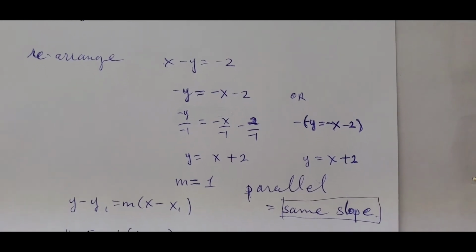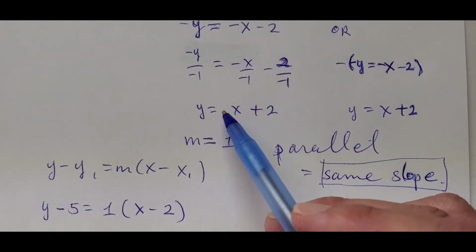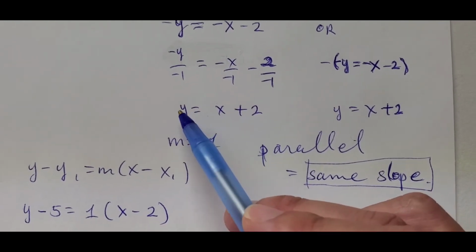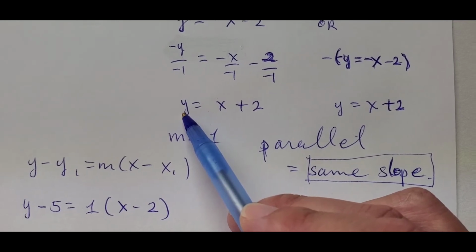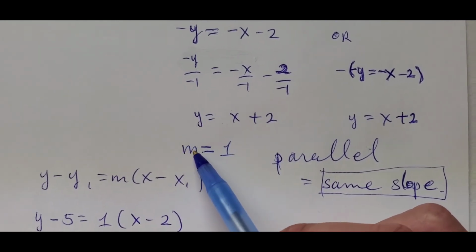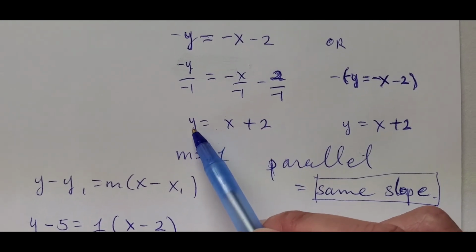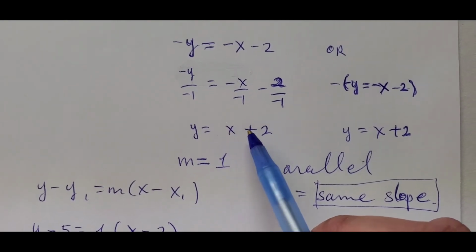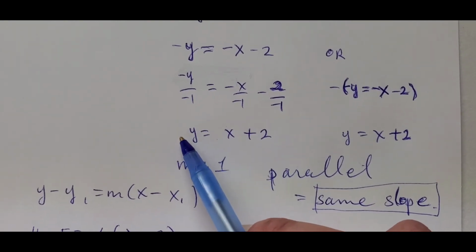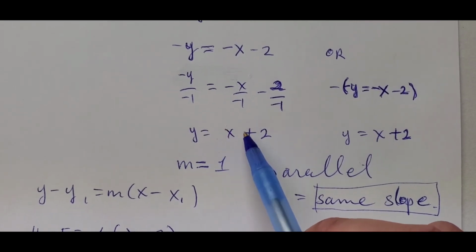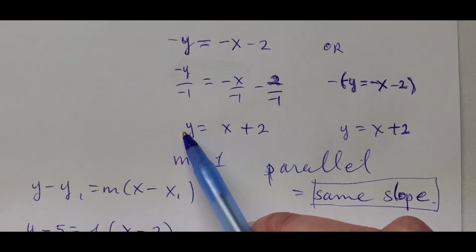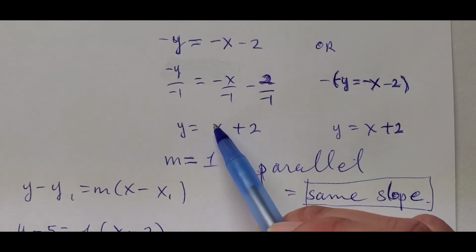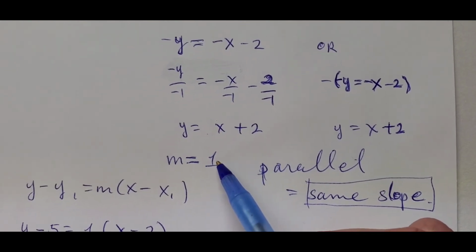Okay, now if you look at here, we need to identify our slope. Our slope is always in front of the x, but be very careful. Y has to be by itself. The only way to know the slope is if y is by itself. So y equals mx plus b. Y has to be positive and by itself. So the slope is always in front. So that gives me 1.